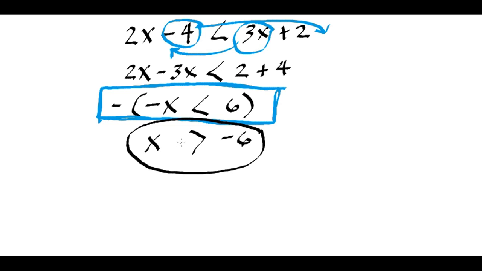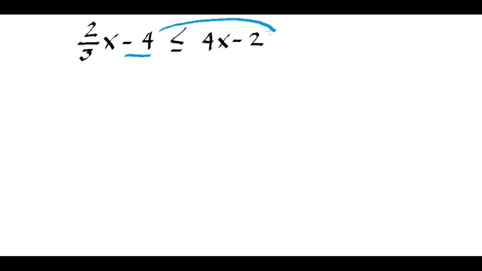So, let's have another one. Okay, so let's have another example here. So, we have here 2/3 x minus 4 is less than or equal to 4x minus 2. So, first thing to do is to transpose negative 4. So, ilipat natin ang negative 4 papunta dun sa right side of our inequality. So, ayan muna ang unang gagawin.